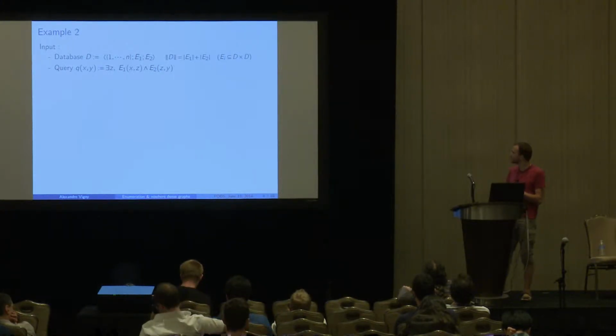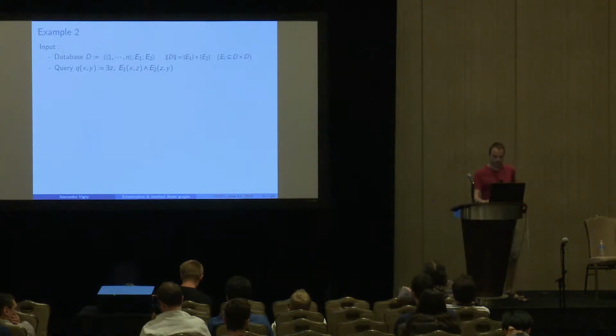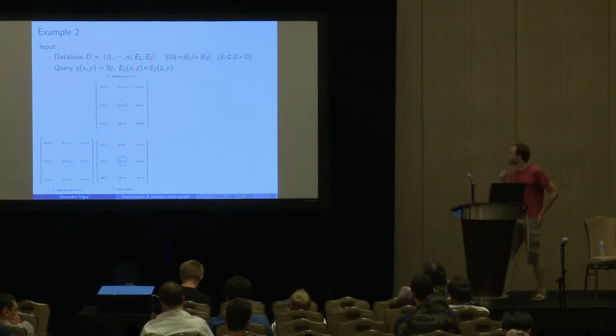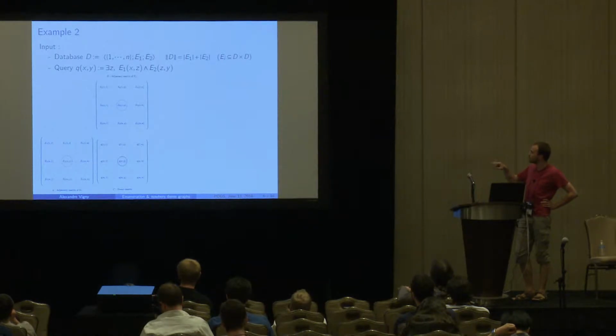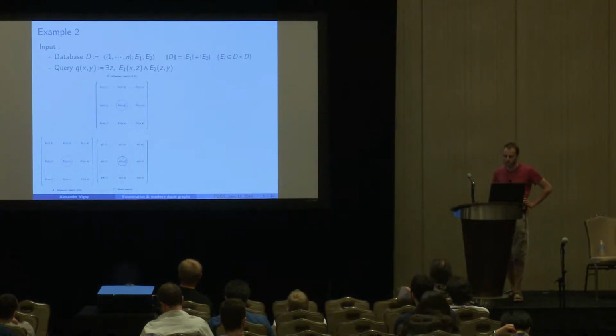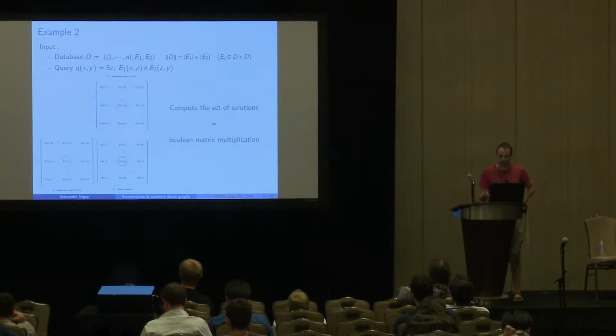And here it's way more complicated, because we can see that it is actually encoding Boolean matrix multiplication. (X, Y) is a solution if there is a Z such that X is related to Z and Z is related to Y. So this is the Boolean matrix multiplication. So what will happen if we have an algorithm to enumerate this query efficiently? This will compute exactly the Boolean matrix multiplication.